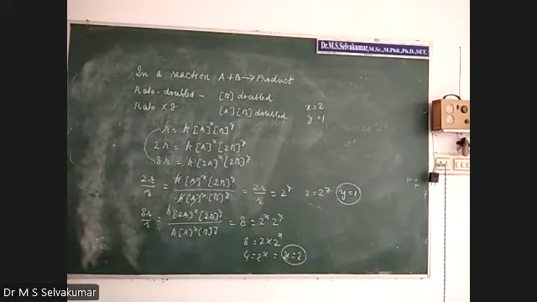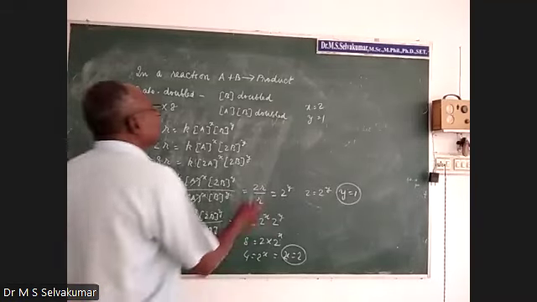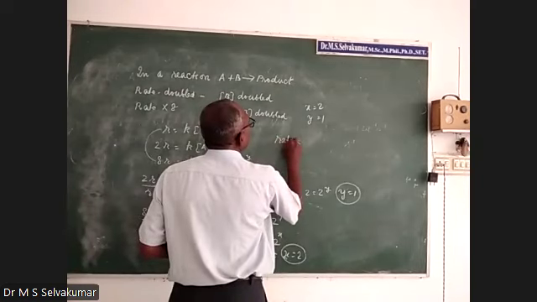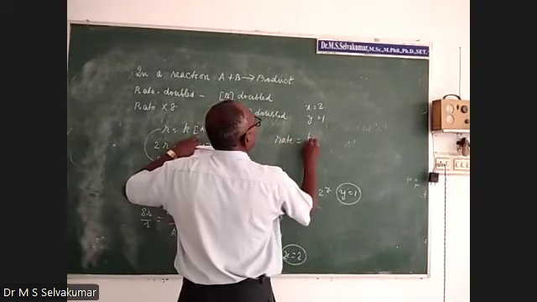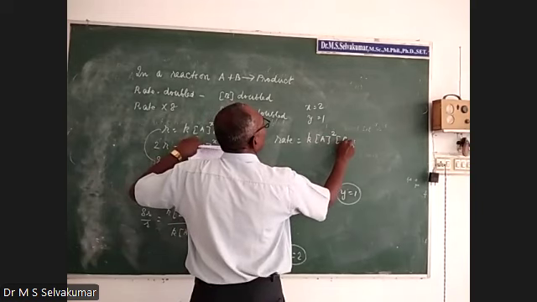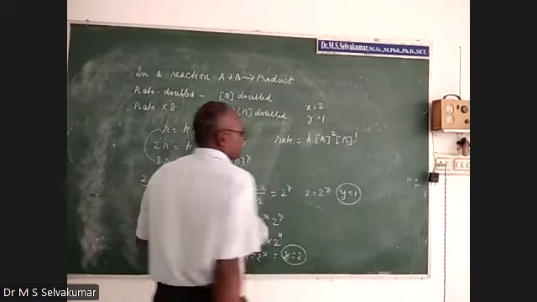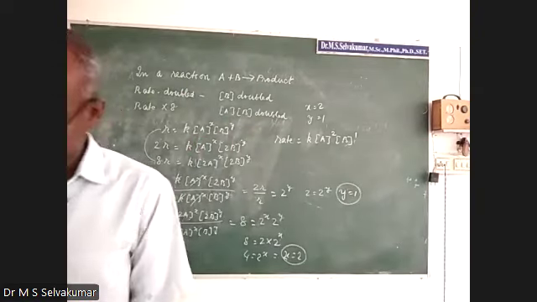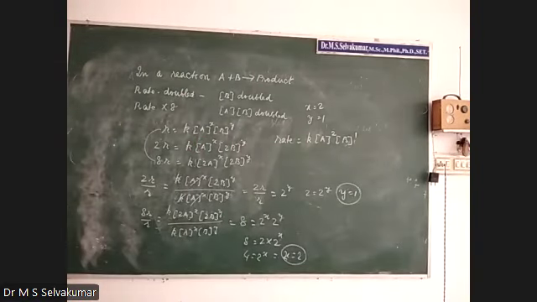So we have found X is equal to 2 and Y is equal to 1. Therefore, the reaction is second order with respect to A and first order with respect to B. And you can write the rate law like this: rate is equal to K into A power 2 and B power 1. This is how the rate law can be written for this particular problem.